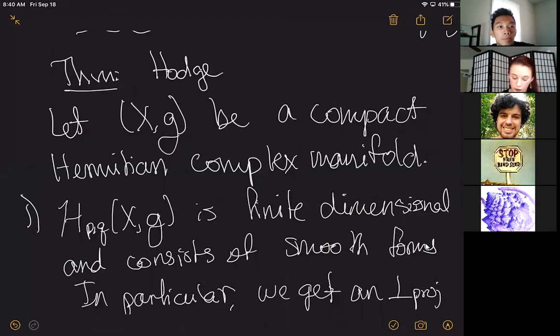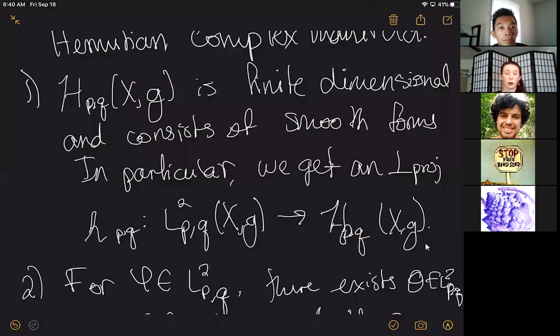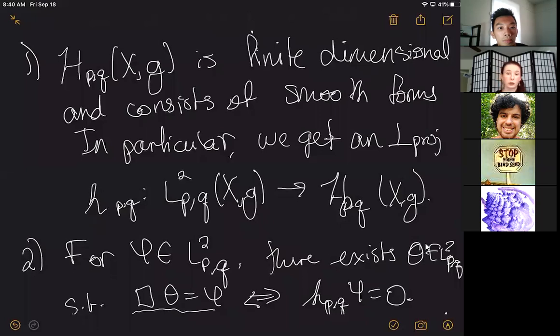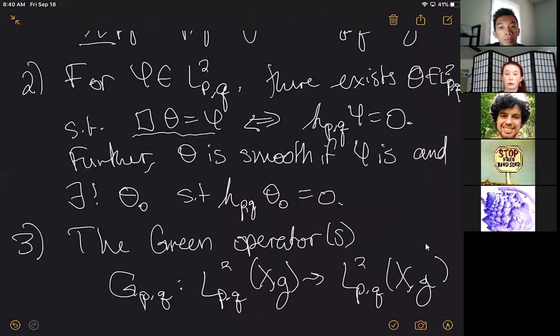Okay, so this is the Hodge theorem. We're assuming our space is a compact Hermitian complex manifold. The first part is showing that our harmonic space is finite dimensional and consists of smooth forms. And because this space is finite dimensional, we then get this orthogonal projection, which I've written as small script h sub pq.